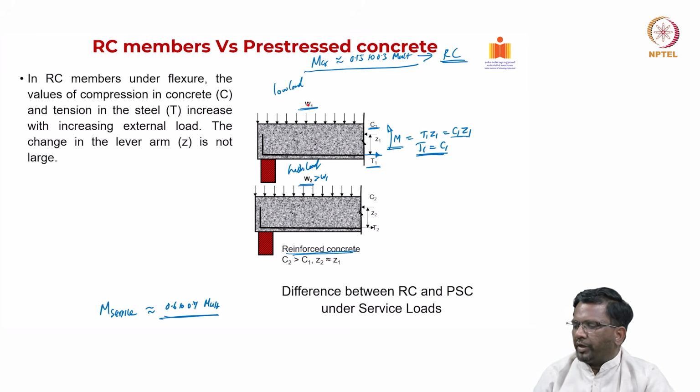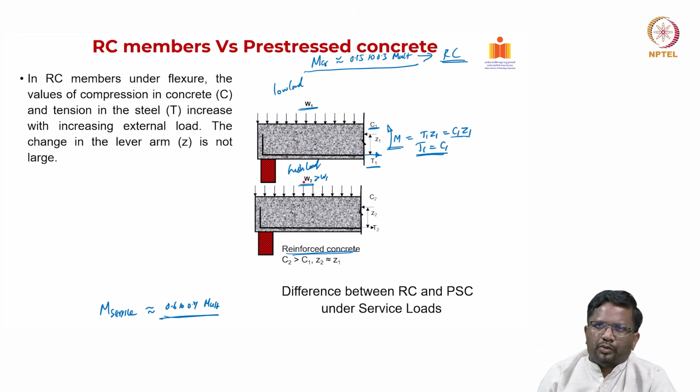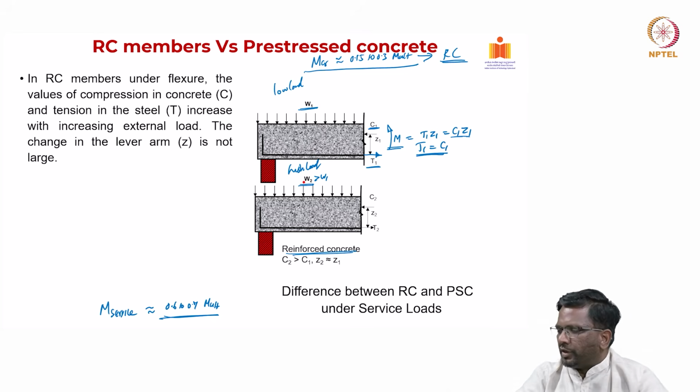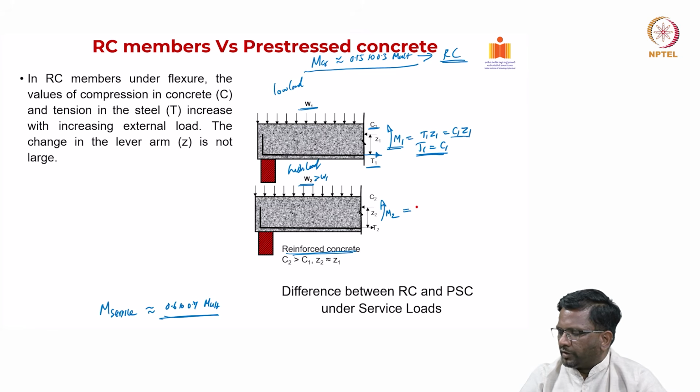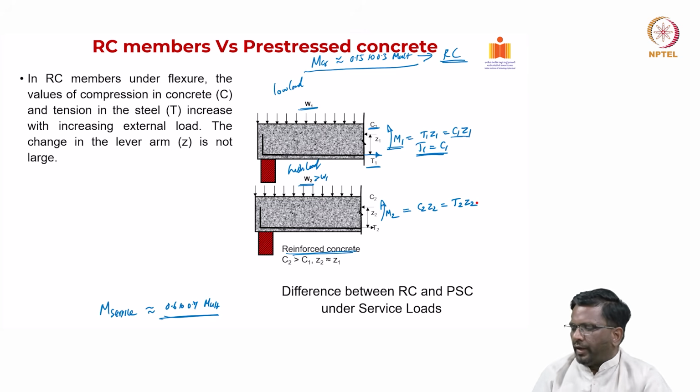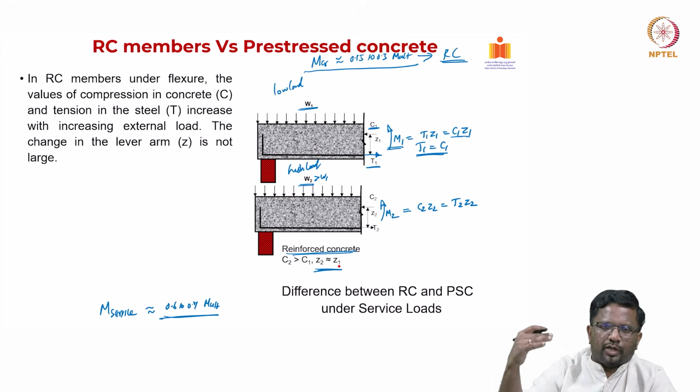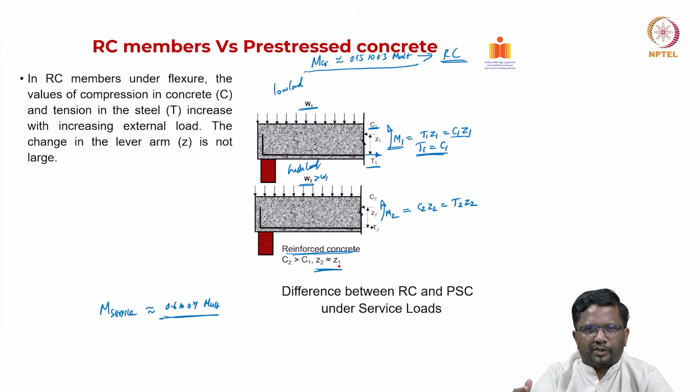When the load becomes higher, W2, what is happening is, now this is, let us say, M1, okay. Now in this case it is going to become M2, right. Now for M2 you will find that your resistance again will come from C2 into Z2, which should be equal to T2 into Z2. However, when you look at it, the lever arm is not going to change much, or in other words, in the higher loads the lever arm Z2 will be nearly the same as that of Z1 in a reinforced concrete under service loads.